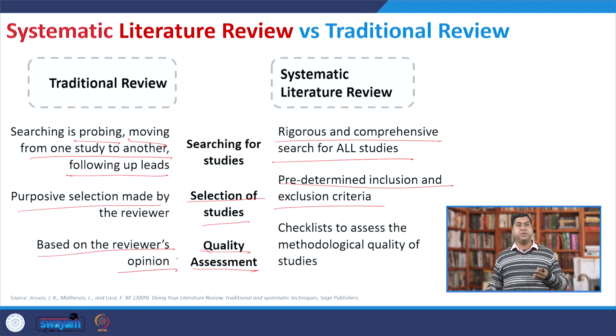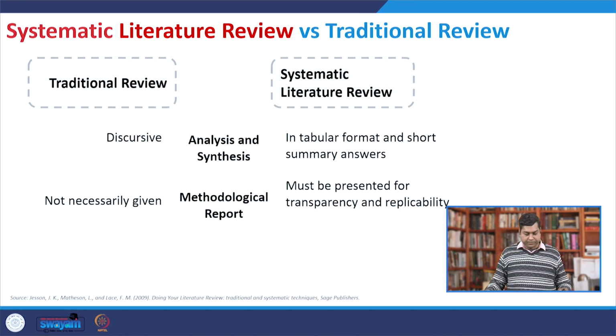In a traditional review I just go for making an opinion on it, but in systematic literature review there is a checklist to assess the methodological quality of the study. So in this case we make a particular table, where you can say the objective of the research, the methods that are used, the methodology they use, and the findings that they have finally come up with. So we make a tabulation form and do some sort of comparison on that.